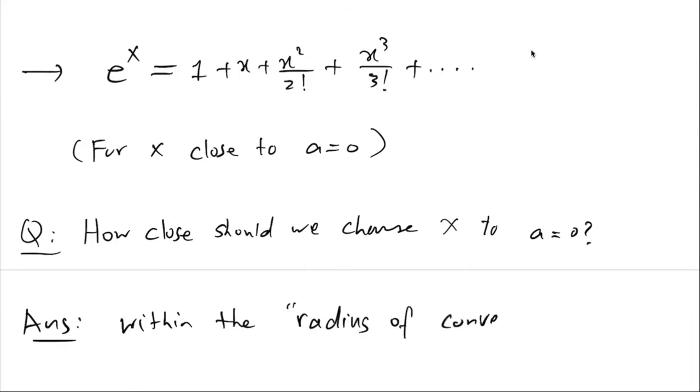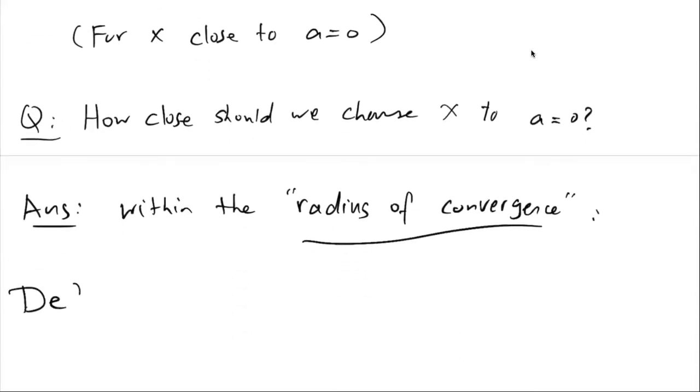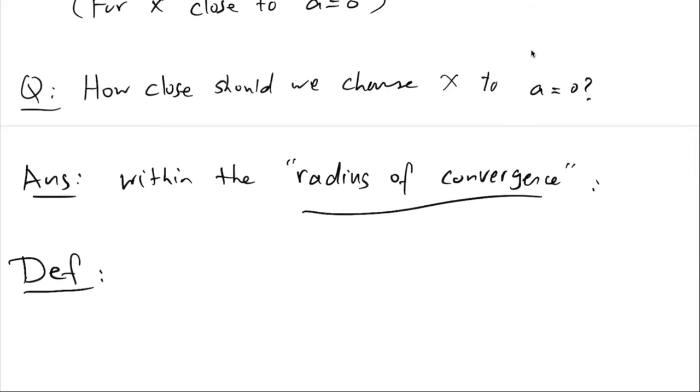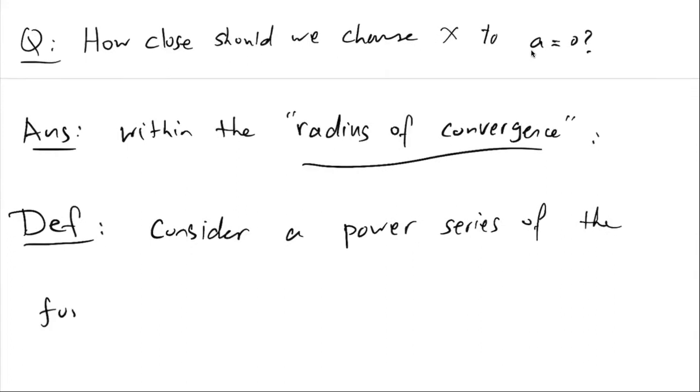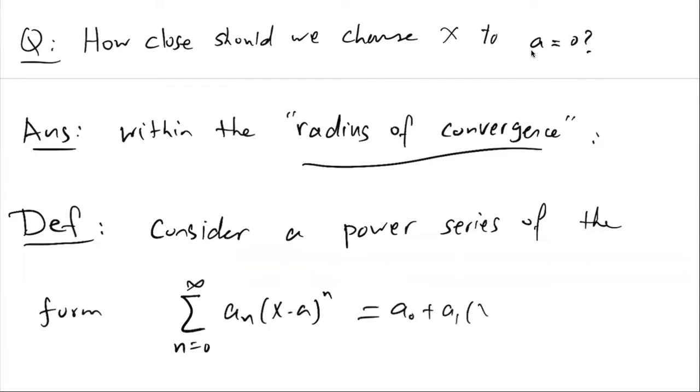Now, what is radius of convergence? So let me remind you about the definition of radius of convergence. So consider a power series of the form, let's say sigma a_n (x minus a) to the power n from 0 to infinity, which is the same as a_0 plus a_1 times (x minus a) plus a_2 times (x minus a) squared, and so on.